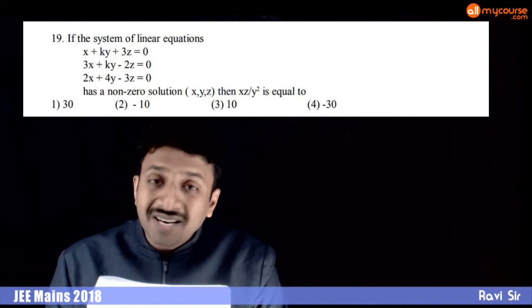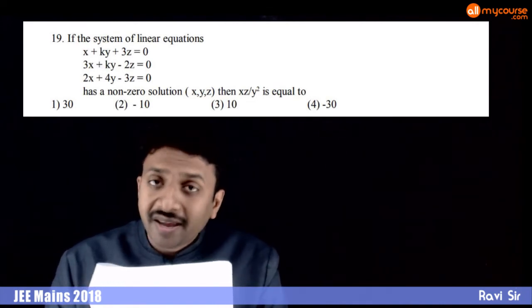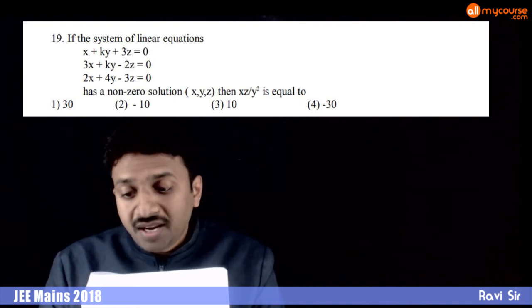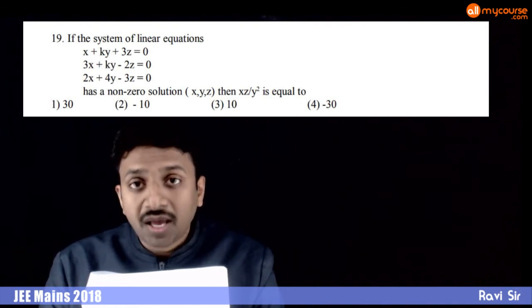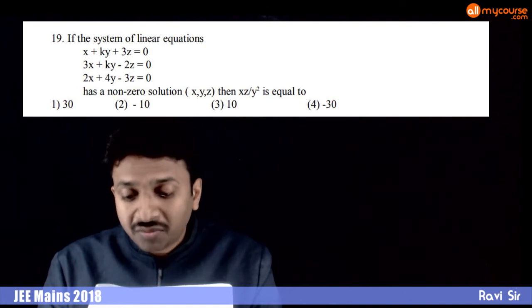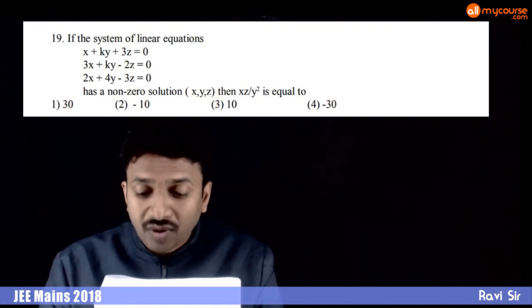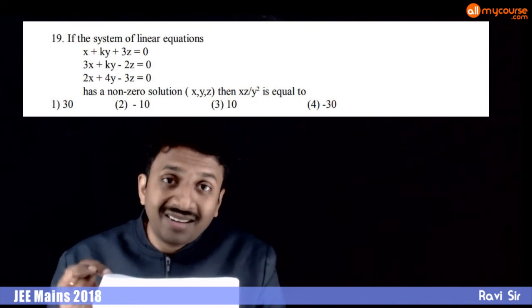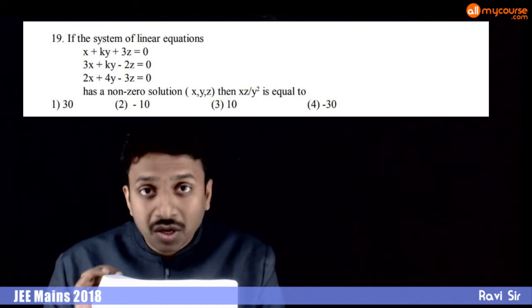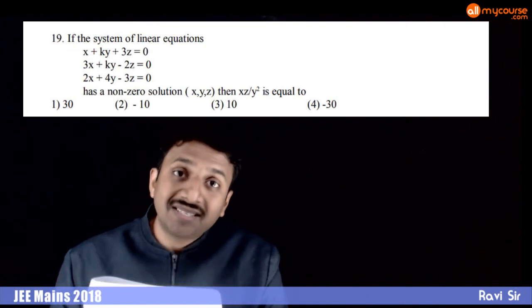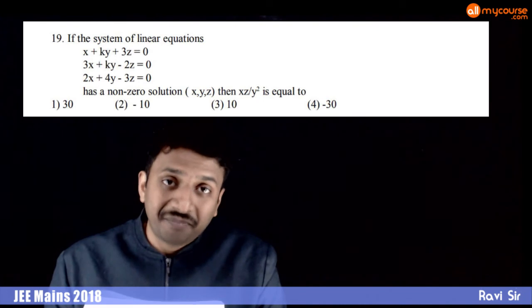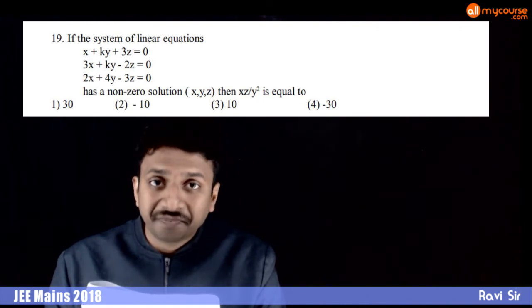So let's go to question number 19. You're given a system of linear equations. x plus ky plus 3z is equal to 0. 3x plus ky minus 2z is equal to 0. 2x plus 4y minus 3z is equal to 0. If given that these three equations have a non-zero solution, then what is xz by y square? The answer to this is 10.